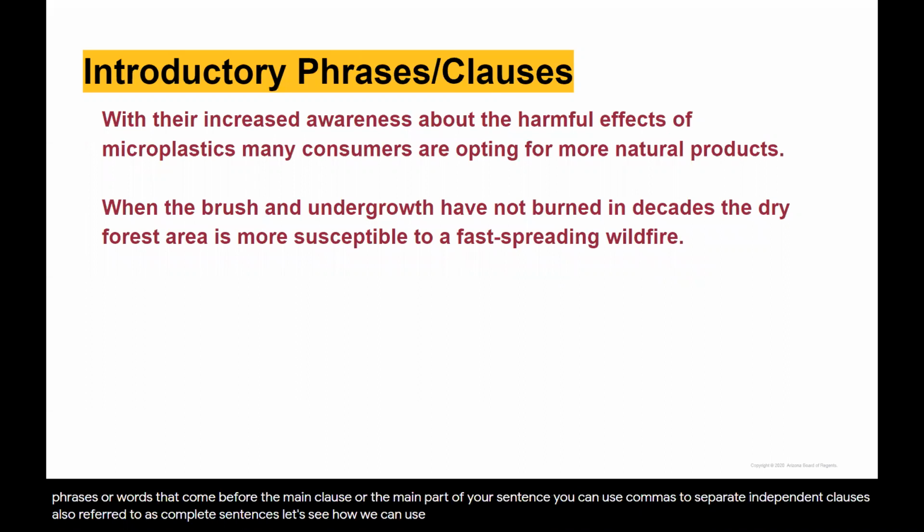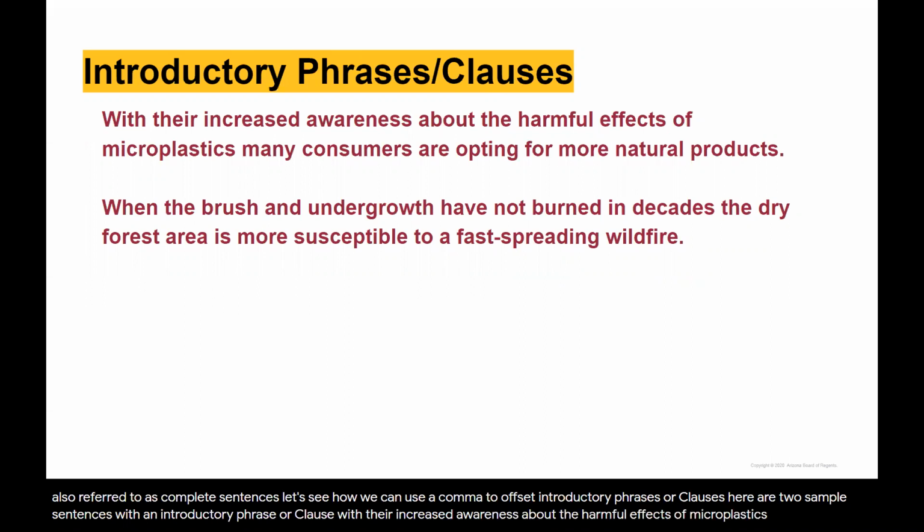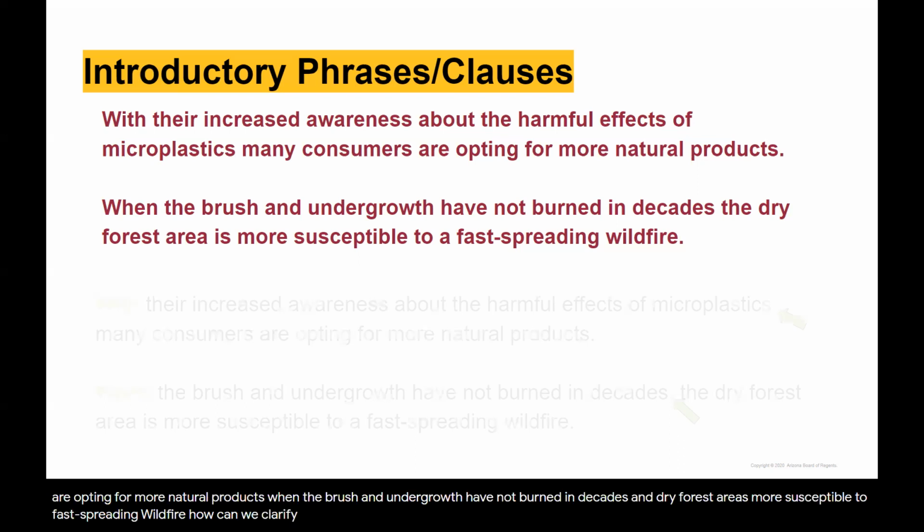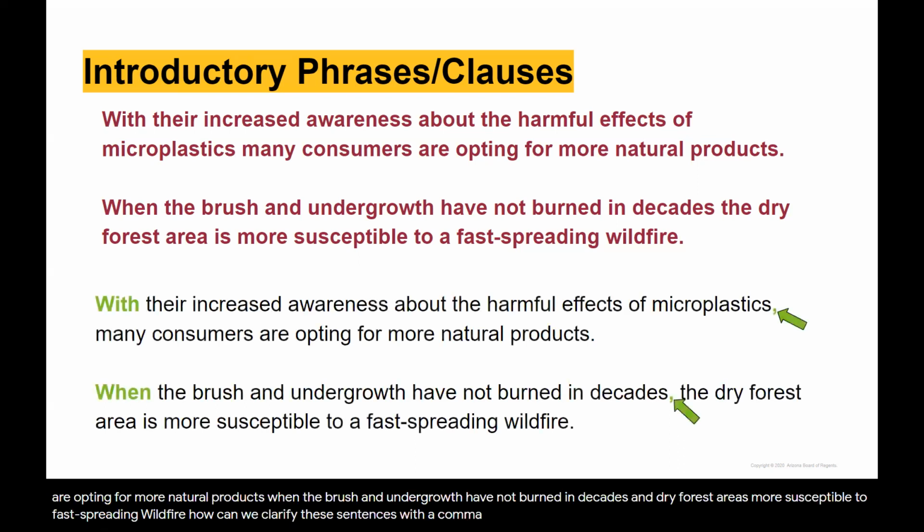Let's see how we can use a comma to offset introductory phrases or clauses. Here are two sample sentences with an introductory phrase or clause. With their increased awareness about the harmful effects of microplastics, many consumers are opting for more natural products. When the brush and undergrowth have not burned in decades, the dry forest area is more susceptible to fast-spreading wildfire. How can we clarify these sentences with a comma?